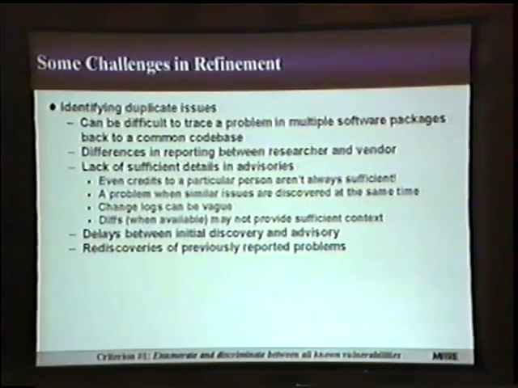So one thing that we're discovering, though, is by working more closely with vendors, the vendors know the answer to this. So we're trying to work more with the vendors in order to consult them on that.